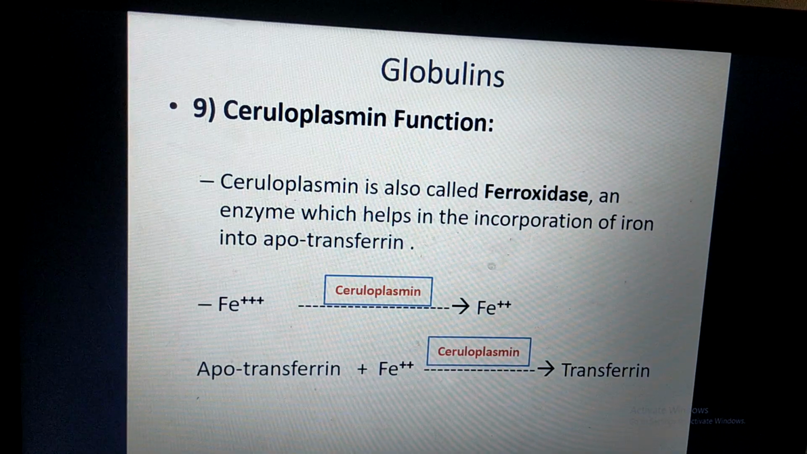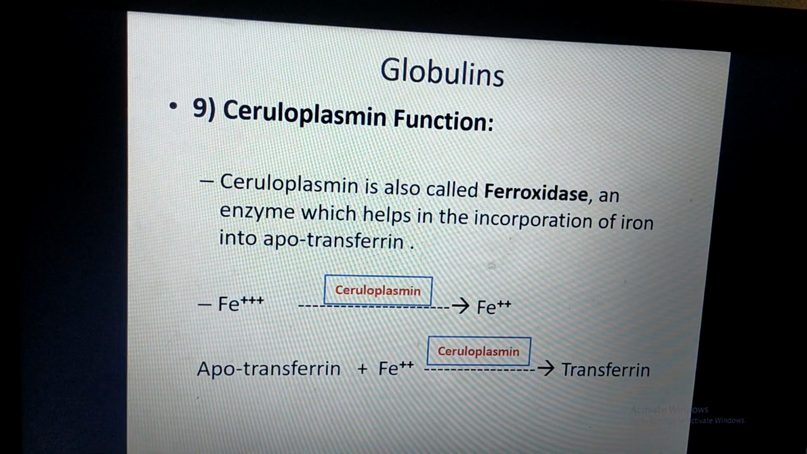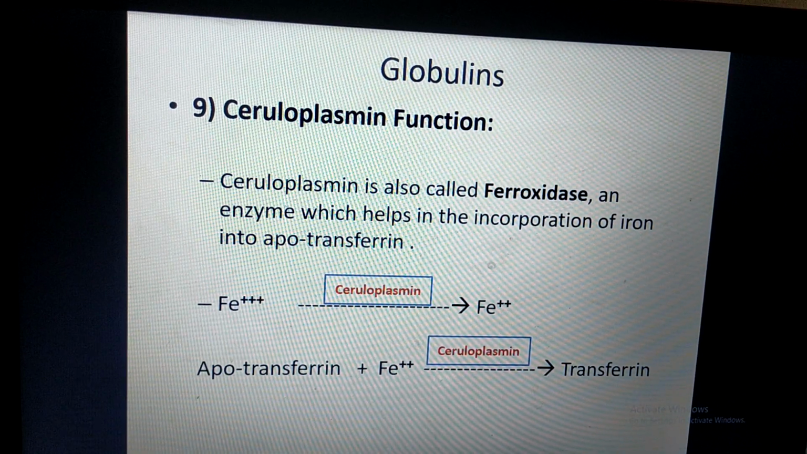Now, functions of ceruloplasmin. Ceruloplasmin is also called a peroxidase enzyme. It acts on ferric iron and converts it into ferrous iron. After converting it into ferrous iron, it will add this ferrous iron into another protein called apotransferrin and convert this apotransferrin into transferrin. So this transferrin is also an example of a holoprotein, in which the protein part is apotransferrin and the cofactor is ferrous iron.